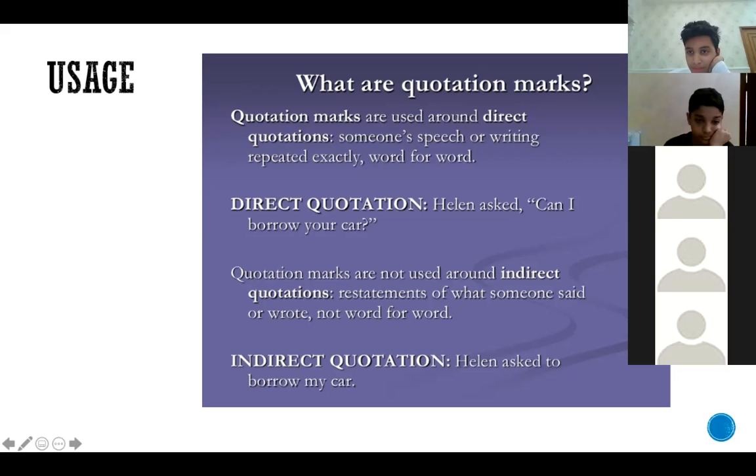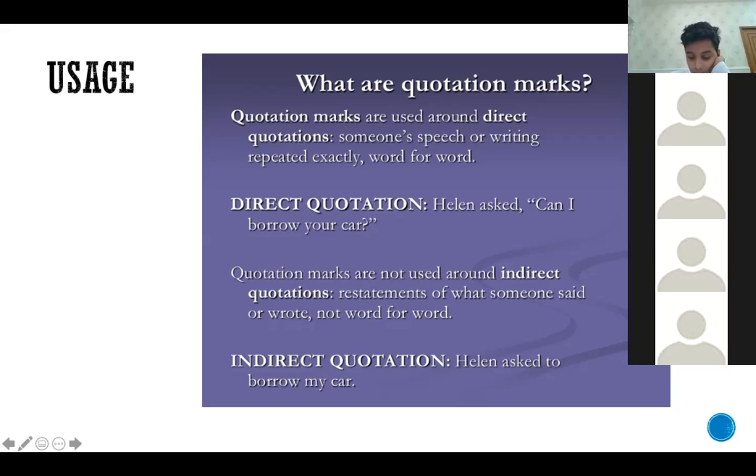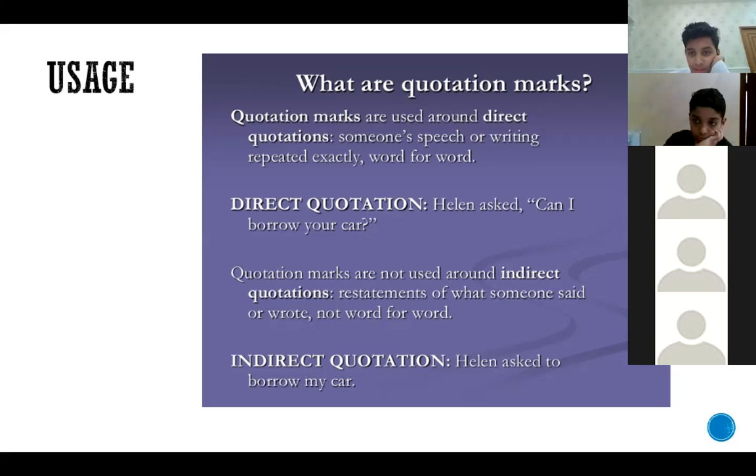Okay, quotation marks are not used around indirect quotations. Now, I want to tell you, what is an indirect quotation? You see here, can I borrow your car? Right? If I ask Turki, can I borrow your car? And Muhammad asked Turki, what did Miss ask? So how will you reply? Turki asked, or Miss Madhu asked to borrow my car, right? I am not changing the words of the speaker, but I am responding to the question indirectly. So these are the speaker's words spoken by the other person, all right? So in this, we do not use the direct quotations.